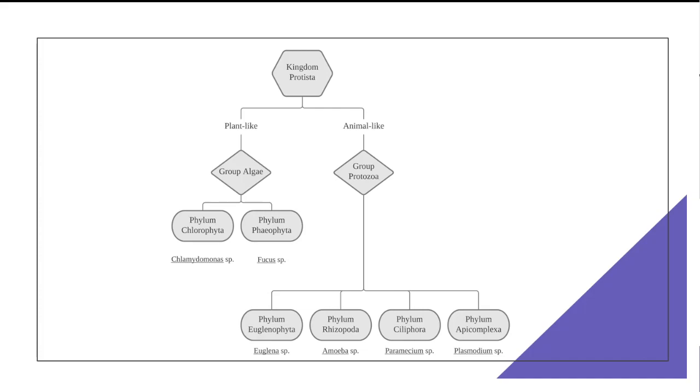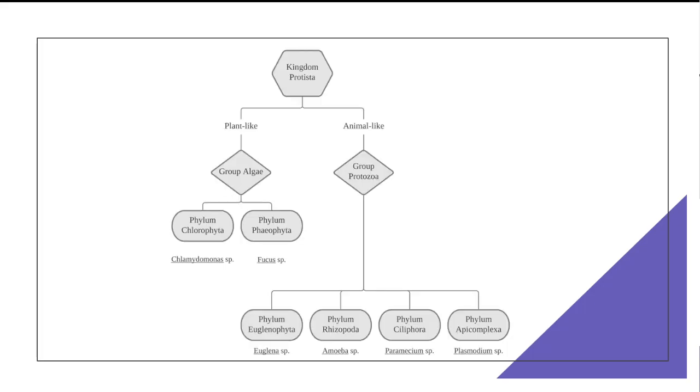So this is what it should look like for the Protista branch of the tree. It is divided into group Algae and group Protozoa. For group Algae, we can divide that into phylum Chlorophyta and phylum Phaeophyta. For group Protozoa, we divide that into phylum Euglenophyta, phylum Rhizopoda, phylum Ciliophora, and phylum Apicomplexa.